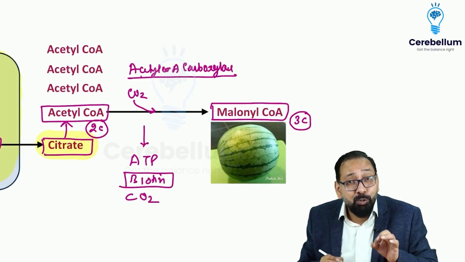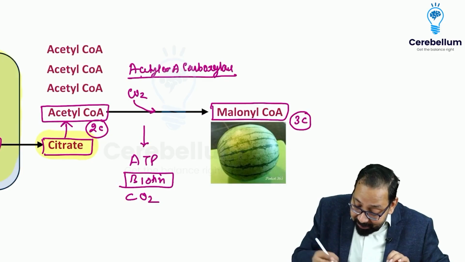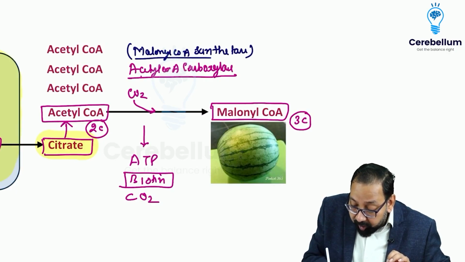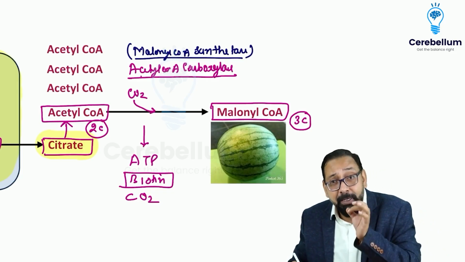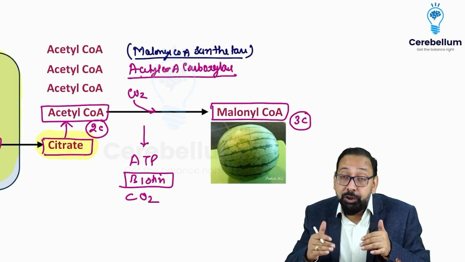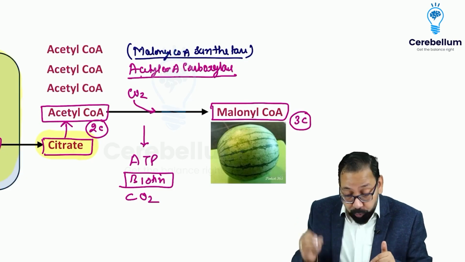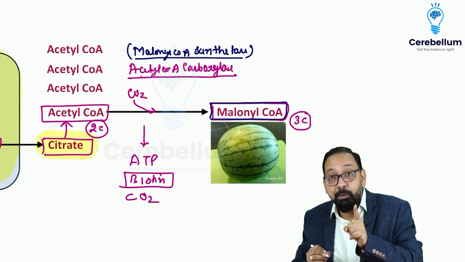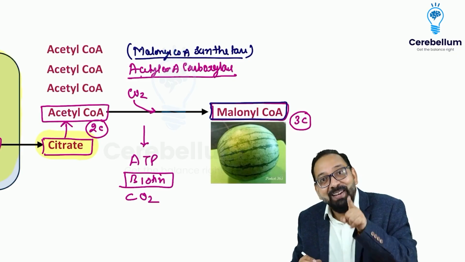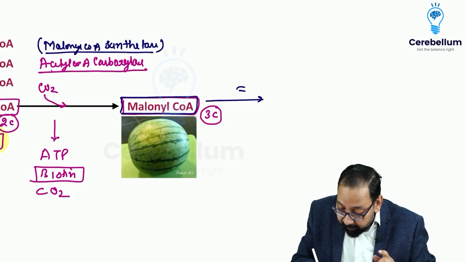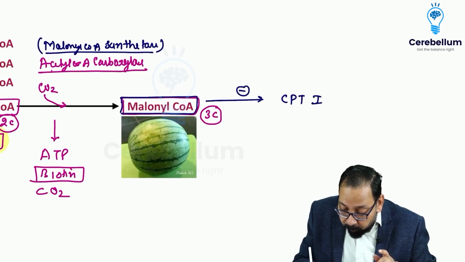When ATP is used, the other name for the same enzyme is malonyl coenzyme A synthetase. Not synthase, synthetase. ATP is used. Synthase, no ATP used. Synthetase, even in pronunciation you require more energy. ATP is used and malonyl coenzyme A is produced. Because malonyl coenzyme A is produced, that's why it is called malonyl coenzyme A synthetase. And we know that this malonyl coenzyme A is an inhibitor of CPT1.